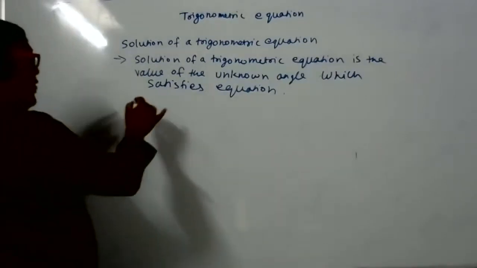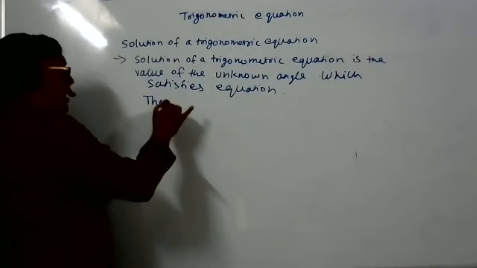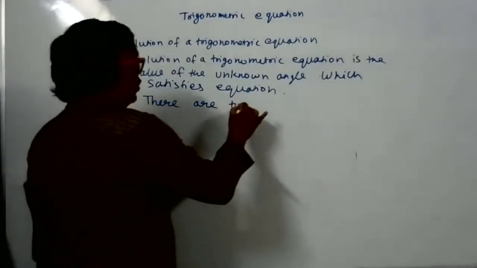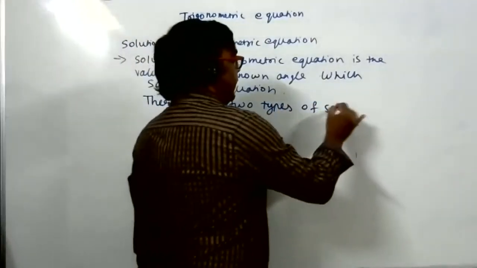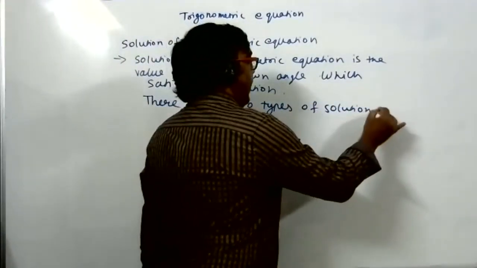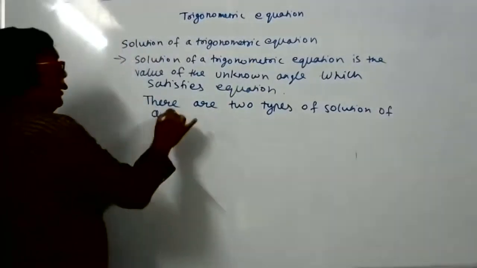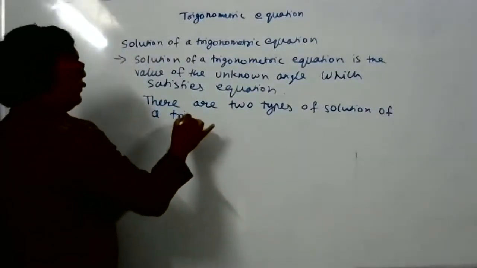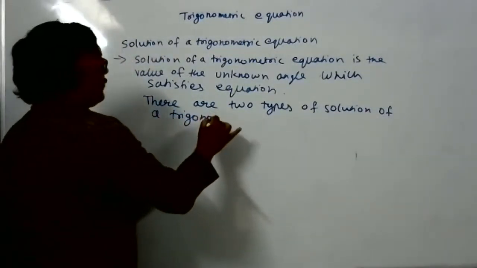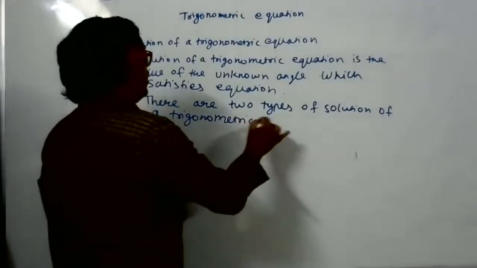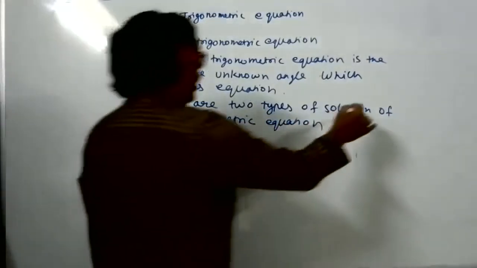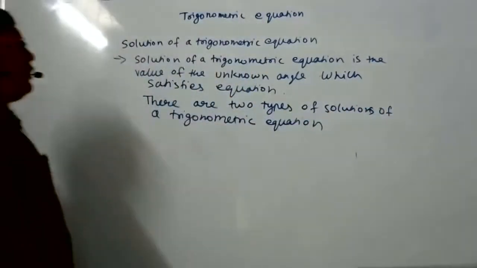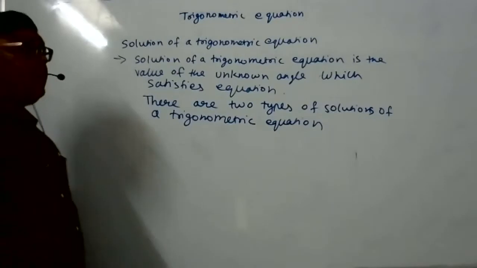Now there are two types of solution. Write down, there are two types of solution of a trigonometric equation. There are two types of solution we are going to study. Both are solutions only. What are those two types of solution?